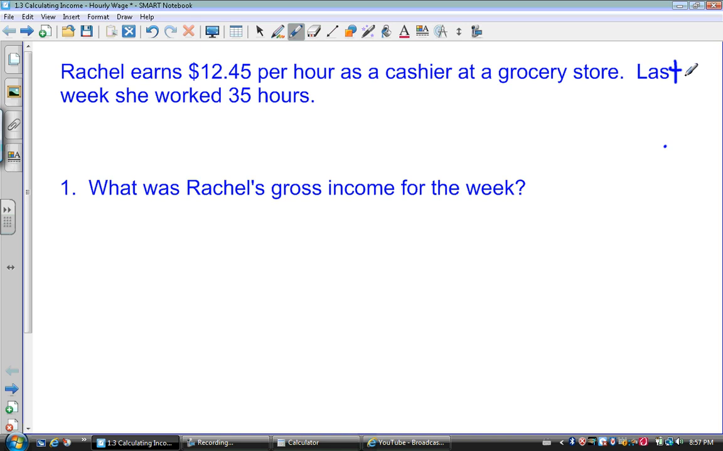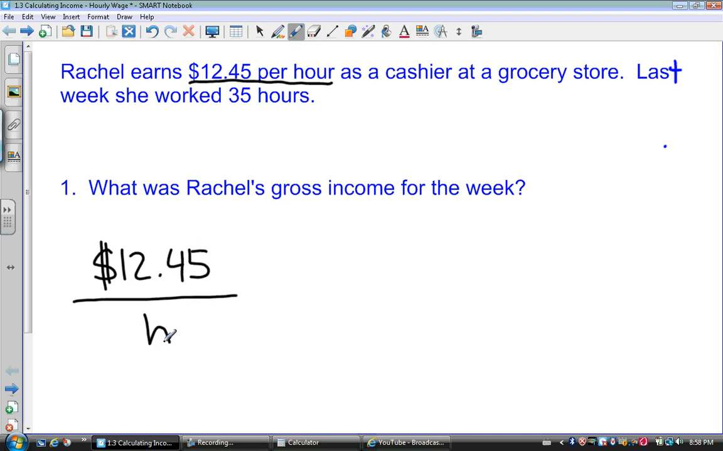Okay, so this is a rate problem. What we have is a rate of $12.45 per hour. And what I want to do is multiply that by the 35 hours that were worked. And what's going to happen is these h's will cancel out, and we are going to get the units that we want here, which are dollars.